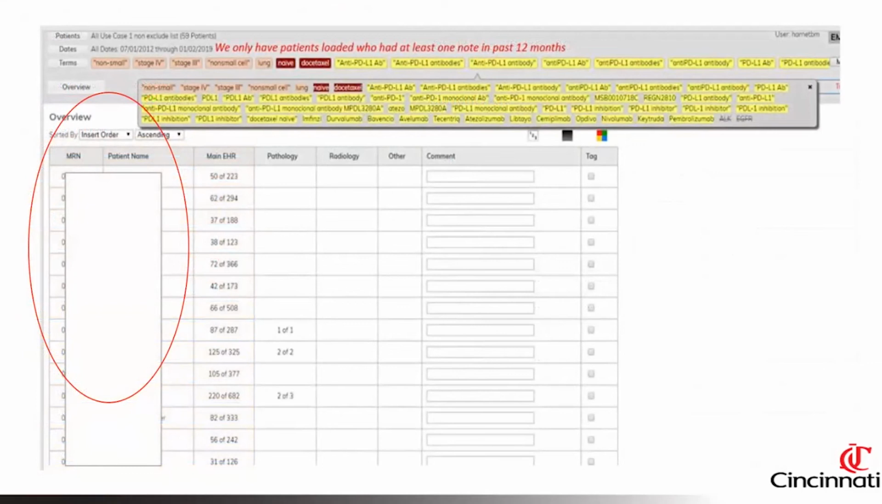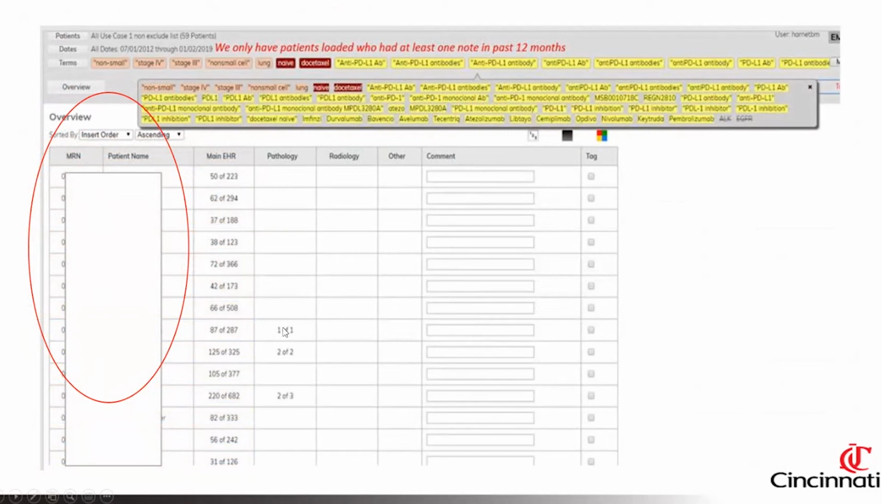And then as you drill down into the interface, up here you can see what the synonyms are. This is your query logic up here. And then over here would be the MRN and the patient name, obviously redacted here. And then where are the notes? We have it broken out into the main EHR, pathology, and radiology, because based on what Michigan told us, these are the categories that most people want to look at.